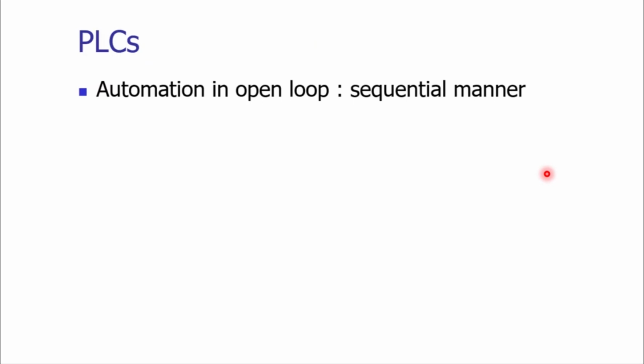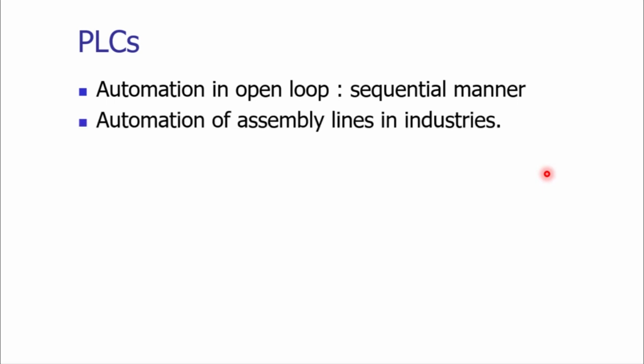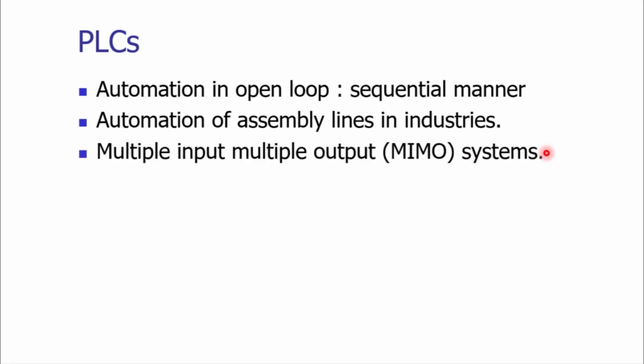So where are the PLCs being used? PLCs are used in automation in open loop, in a sequential manner. They are also used in the assembly lines in industry. The PLC has multiple inputs and multiple outputs. So the same PLC can be connected to many equipment, with multiple inputs taken inside, and the output can be given to the actuators or the actuation devices.